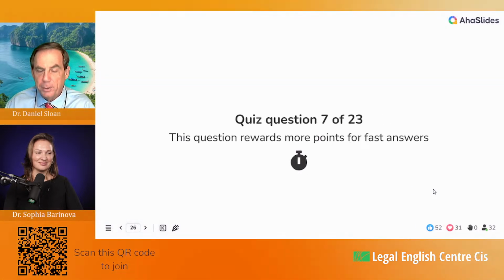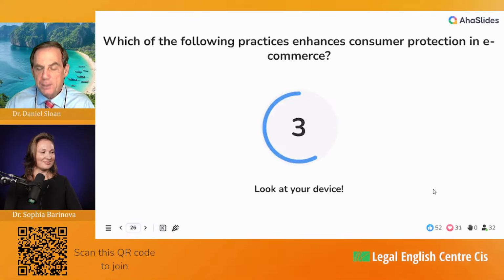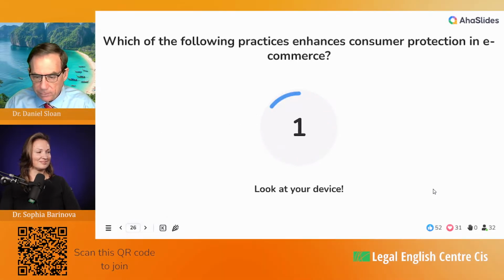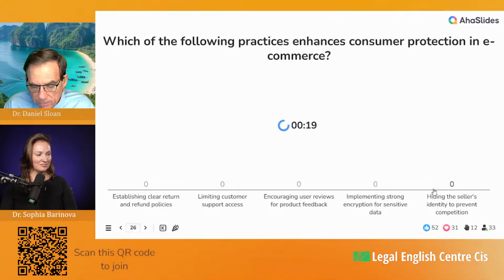Okay, here we go. Another question. Which of the following practices enhances consumer protection in e-commerce? Is it establishing clear return and refund policies, limiting customer support access, encouraging user reviews for product feedback, implementing strong encryption for sensitive data, or hiding the seller's identity to prevent competition?